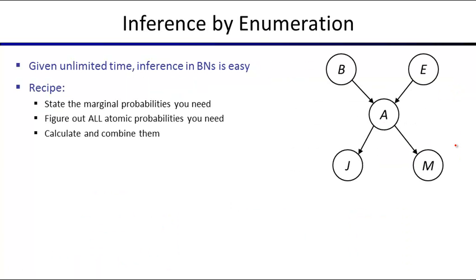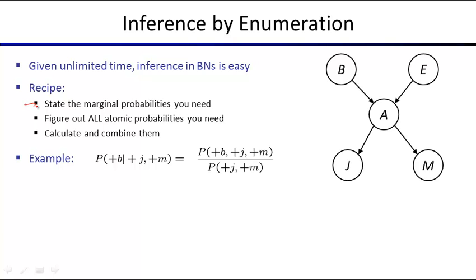All right. So inference by enumeration is something we can always do. It's kind of our fallback inference method. Here's the recipe. You state the marginal probabilities you need. You figure out all atomic probabilities you need, calculate and combine them. All right. Example, probability of +b given +j, +m. What do we need? We need this one on the top, this one at the bottom.